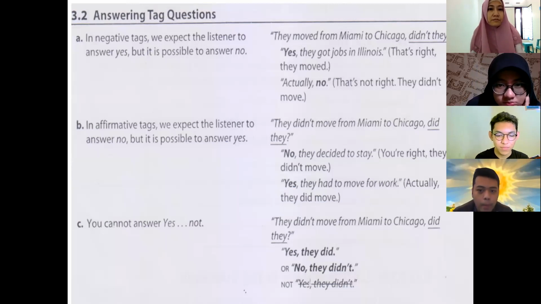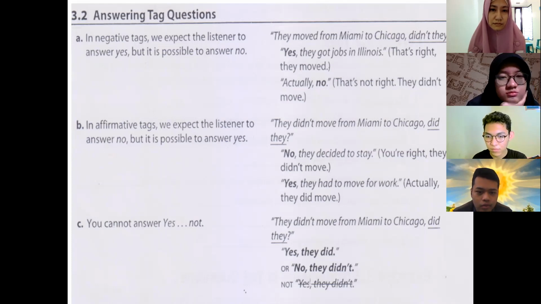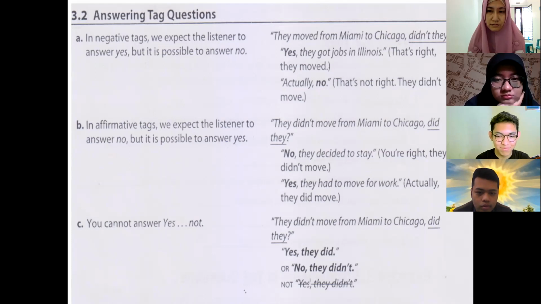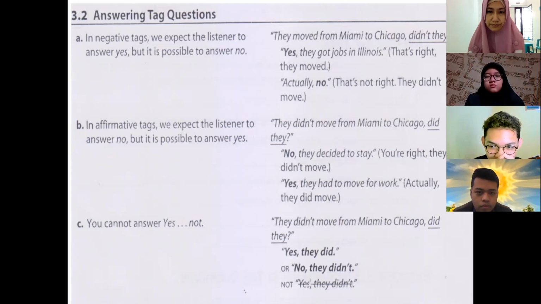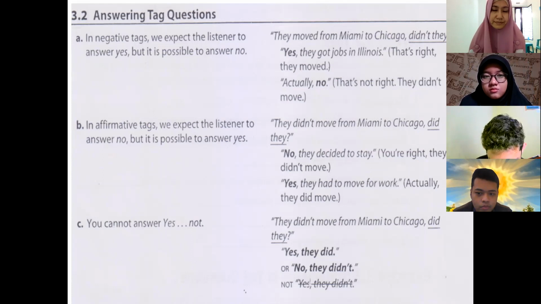3.2 Answering tag questions. A. In negative tags, we expect the listener to answer yes, but it is possible to answer no. For example, they moved from Miami to Chicago, didn't they? Yes, they got jobs in Illinois. That's right. They moved. Actually, no, that's not right.